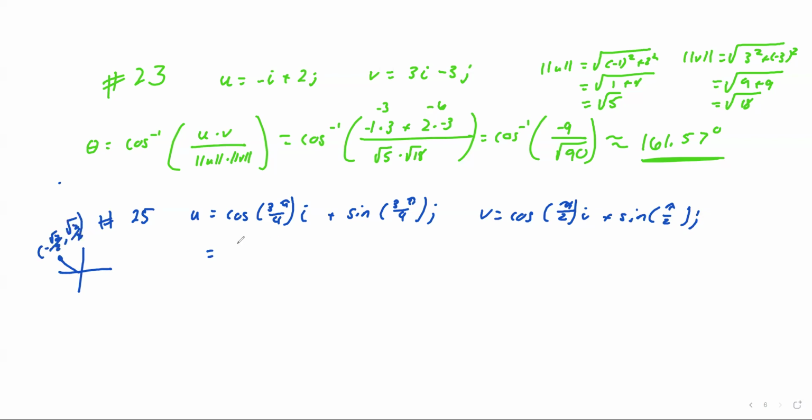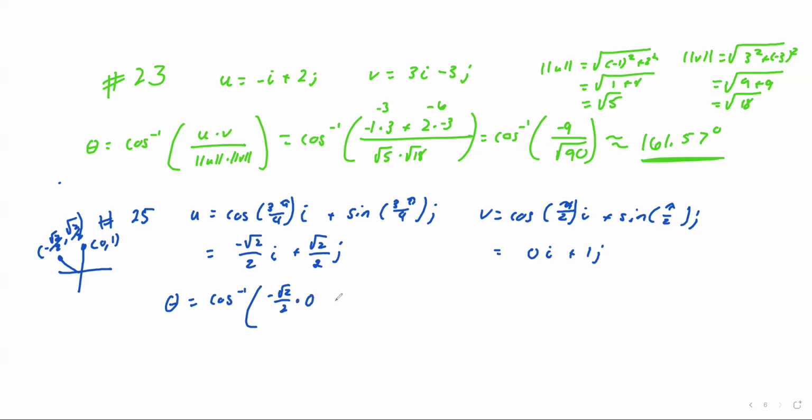So this right here would then just give me negative square root of 2 over 2 i plus square root of 2 over 2 j. This one here, pi halves, is located right here, and that's at 0, 1. So this gives you 0i plus 1j. We're still looking for the angle, right? Yeah. So using the formula up here, this would be cosine inverse of the dot product. So that's going to be negative square root of 2 over 2 times 0 plus the square root of 2 over 2 times 1, over their magnitudes.